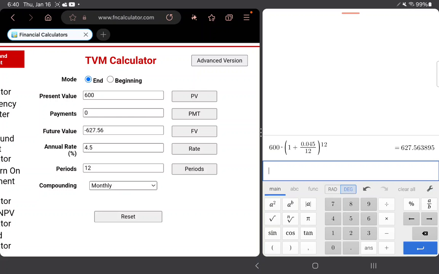$627.56. No negative on this when we use the calculator. The negative is inserted as part of the TVM calculation. Okay, so again, don't worry too much about the negative. It's mostly not going to matter that much. So let's just do one more example with a future value calculation, or sorry, maybe we'll do a present value calculation. So I'm going to reset this whole thing here on the left.